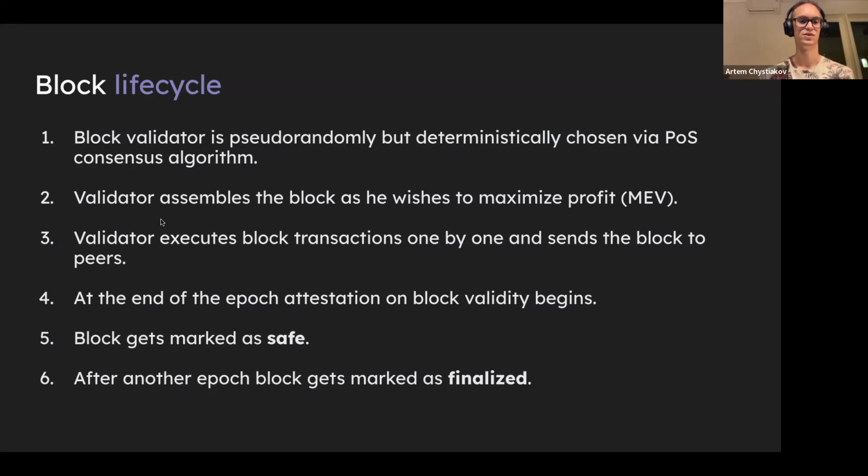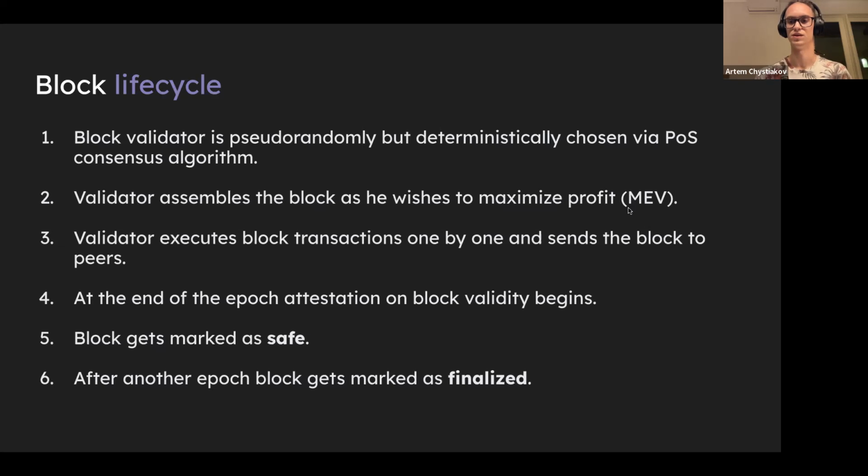Second, validator assembles the block as he wishes to maximize profit. Once the validator is chosen, he assembles the block with the transactions as he wishes to maximize profit.